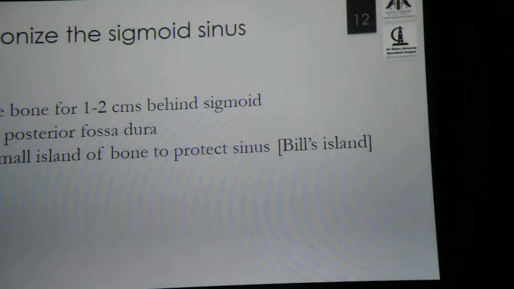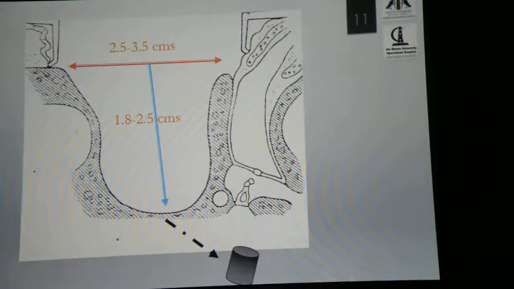I want to go from here to there. Of course it is easy to enter, but let's not forget, what structures are here? Thick bone. There is bone. So we have bony structures here. We don't have soft tissue structures. So I want to go from here to there through a very narrow corridor. But by the time I get here, I will not see anything.